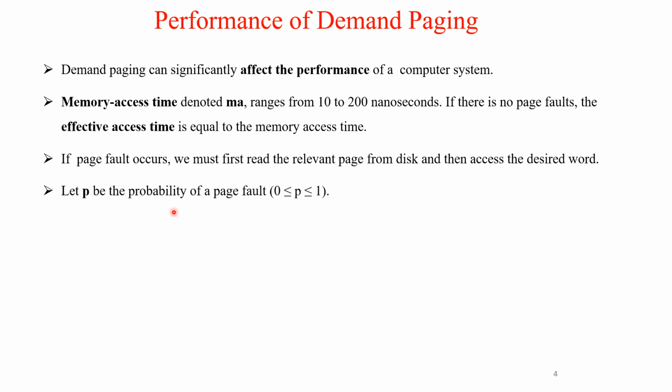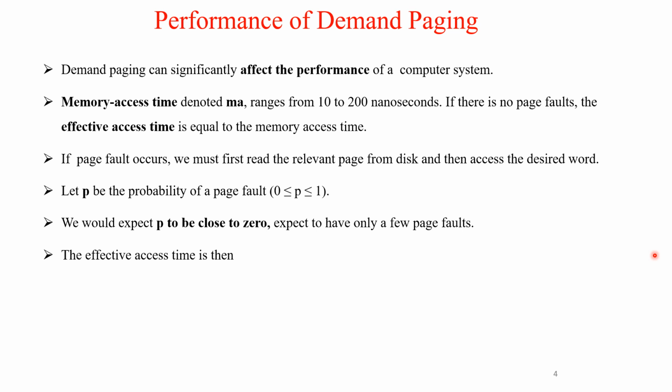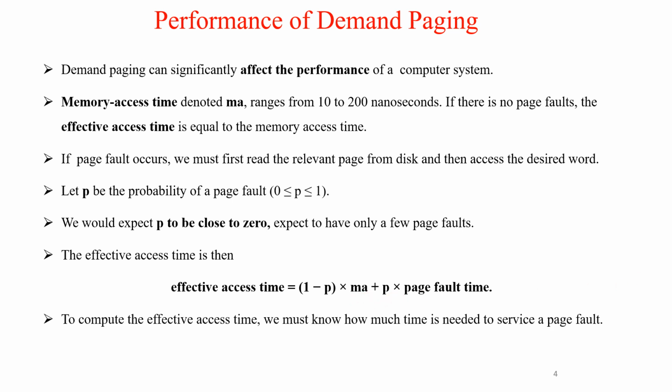So let P be the probability of the page fault, and P lies between 0 and 1. We would expect P to be close to 0, meaning few page faults. We will assume that there are only a few page faults. So the effective access time is calculated using the formula (1 - P) times the memory access time plus P times the page fault time. To compute this effective access time, we must know how much time is needed to service a page fault.